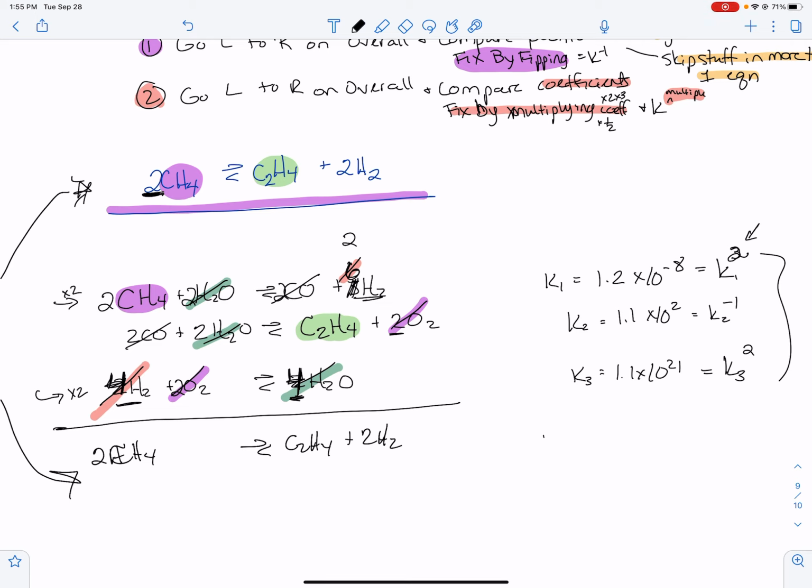So that means I just need to do K1 squared times K2 to the minus 1 times K3 squared. And I just need to put that in my calculator, and I'll be good to go.